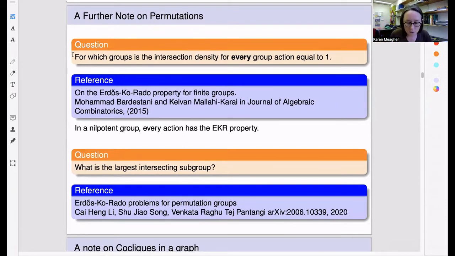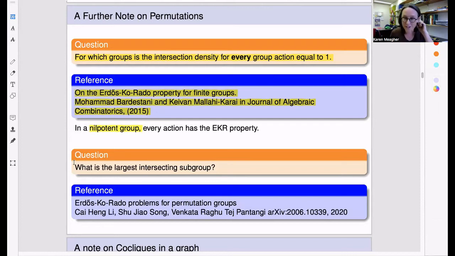So what we could do is hold on to our groups and ask about the intersection density for every group action. So I want to find groups where, when I consider any group action, the intersection density is always going to be 1. So we've got EKR for every single possible action. And there's this paper where that's what they looked at. And I think one example of what they showed is if you're holding on to a nilpotent group, then it's going to have the EKR property for every single action.